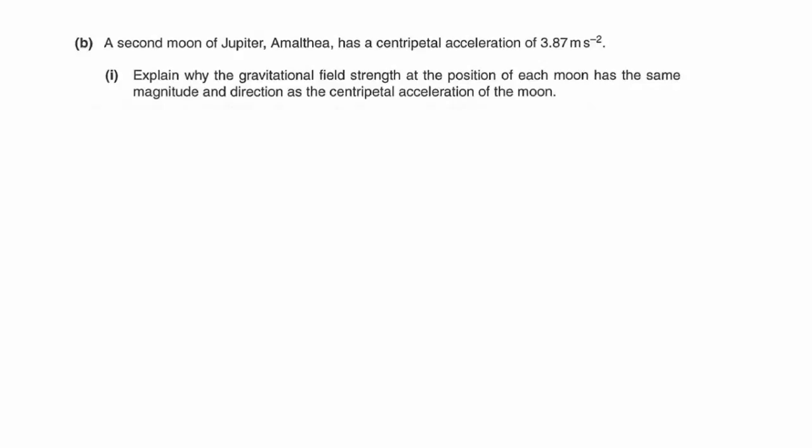For Part B, you are given that a second moon of Jupiter, called Amalthea, has a centripetal acceleration of 3.87 meter per second squared. For Part 1, you are asked to explain why the gravitational field strength at the position of each moon has the same magnitude and direction as the centripetal acceleration of the moon. To put it simply, you are asked to explain why g equals ac. Note that I've put in the vector notation here, as there is both the magnitude and direction to consider.